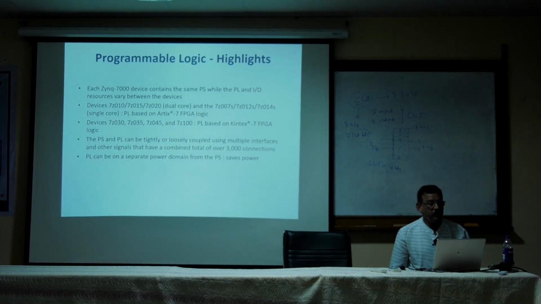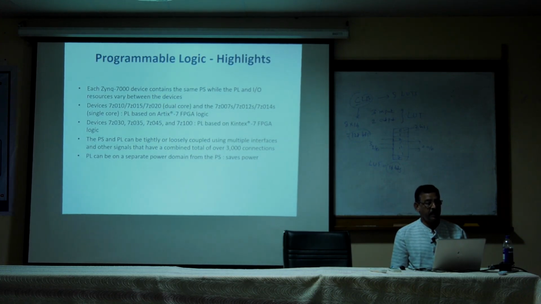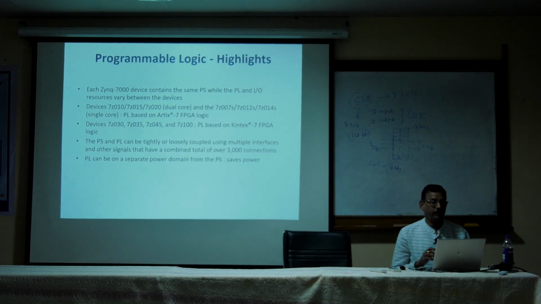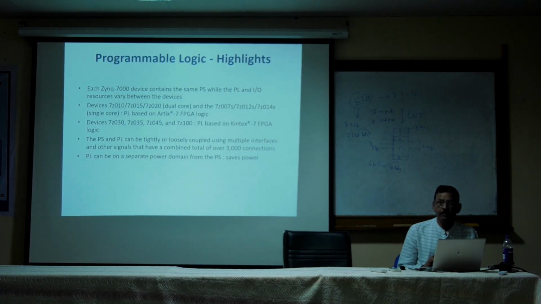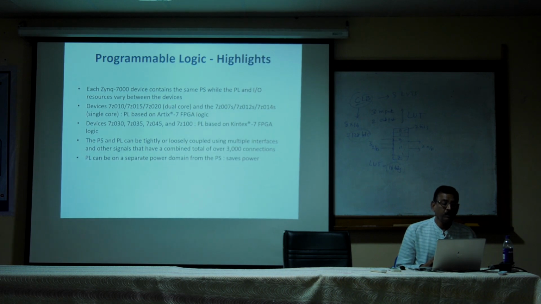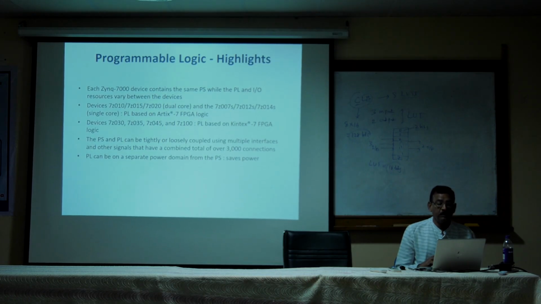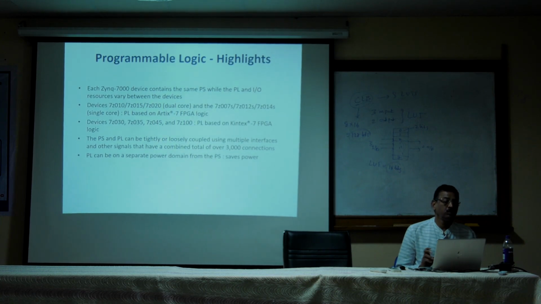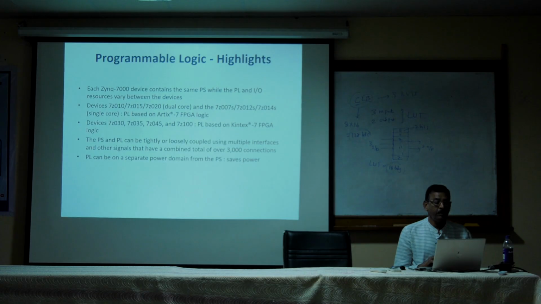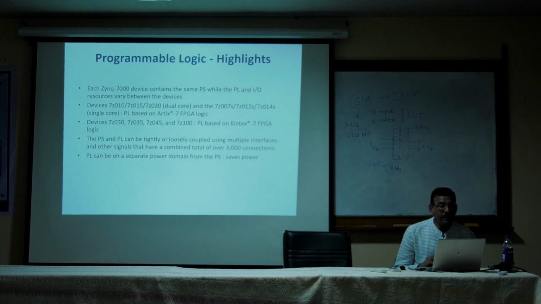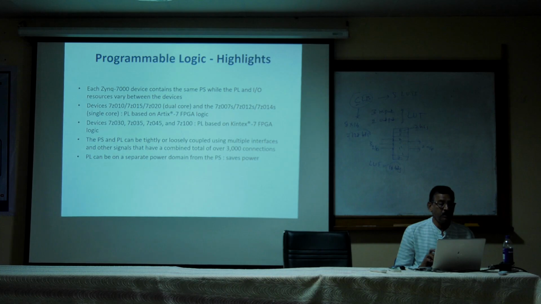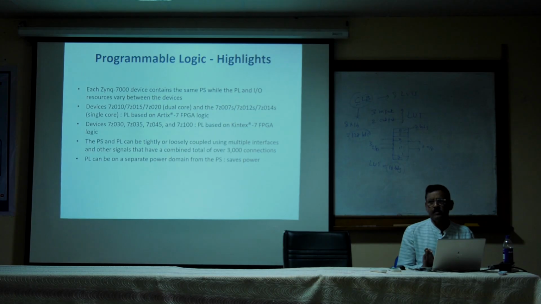So, each Zynq 7000 device contains a CPU with PL and IO resources that vary between the devices. There are different types of 7000 series devices, Zynq devices. 7010, 7015, 7020 are dual core, whereas 7007, 7012, 7014 are single core only. The PL is Artix-7 series FPGA logic, all Artix FPGA fabric.